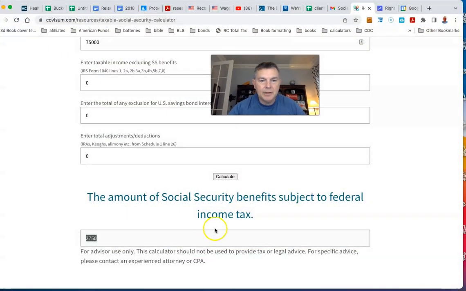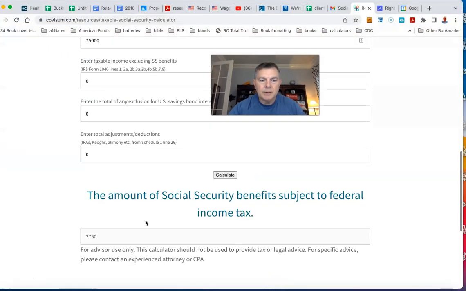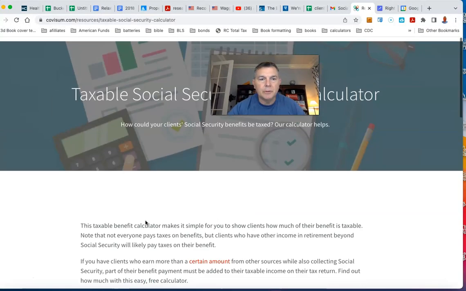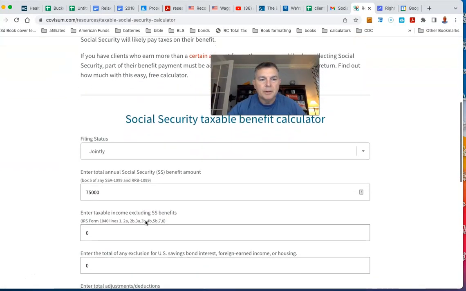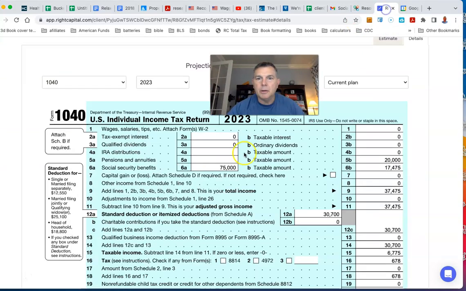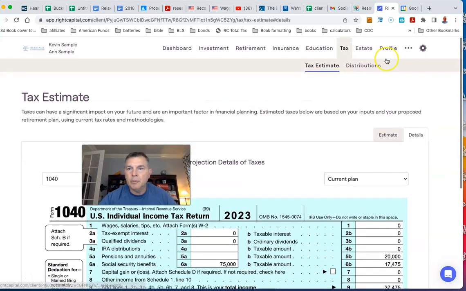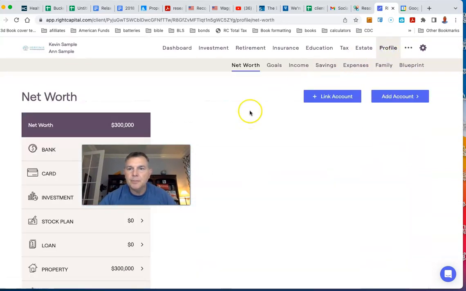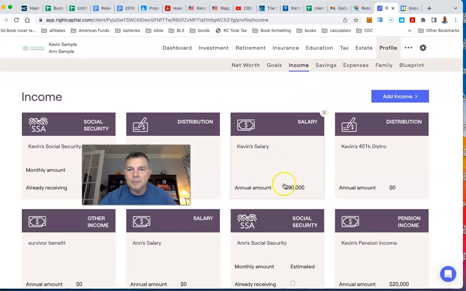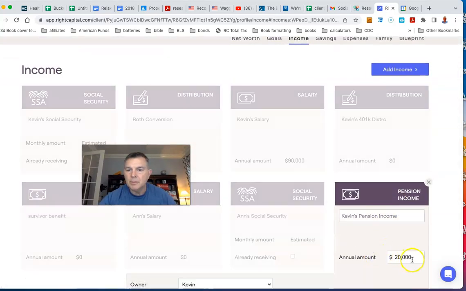Now, this is for advisor use only. So if you're not an advisor, don't use this. So that's good. This calculator is spot on. We'll even go back to Right Capital, get rid of old Heavy Kevy's pension here, and we'll show you it's going to be the same thing.